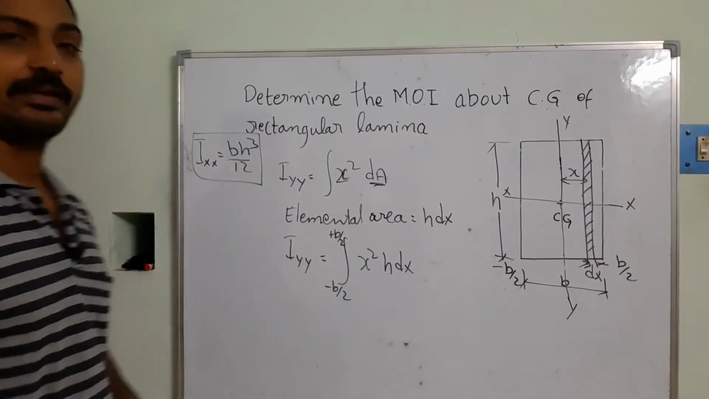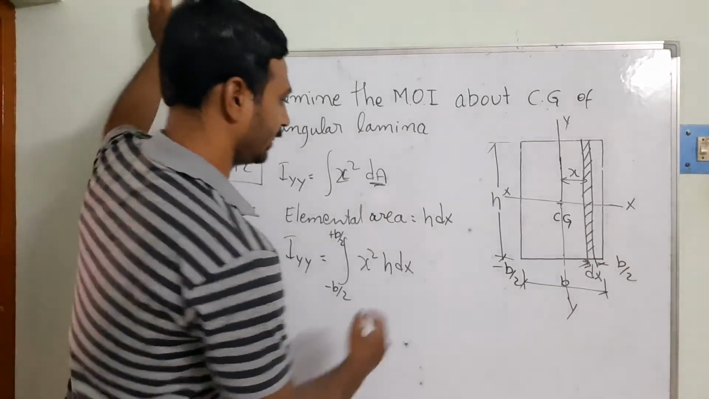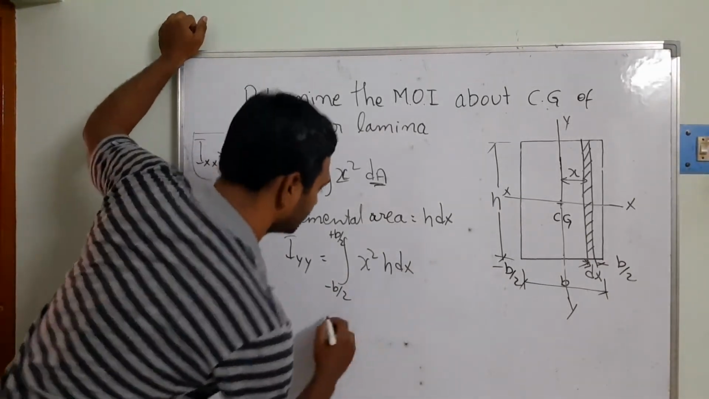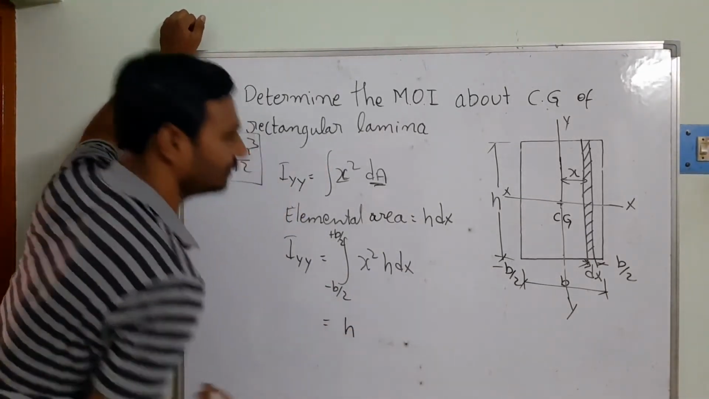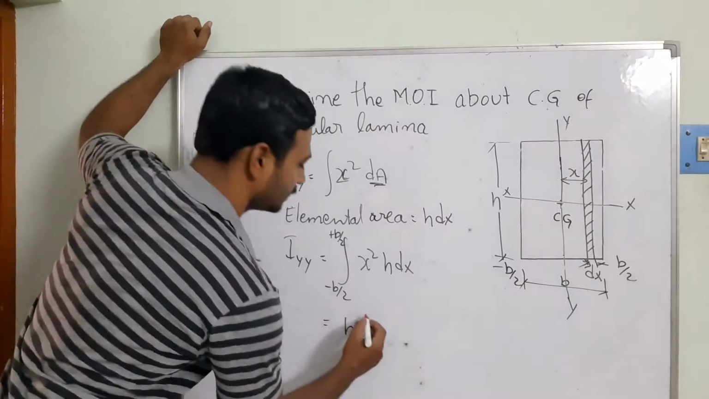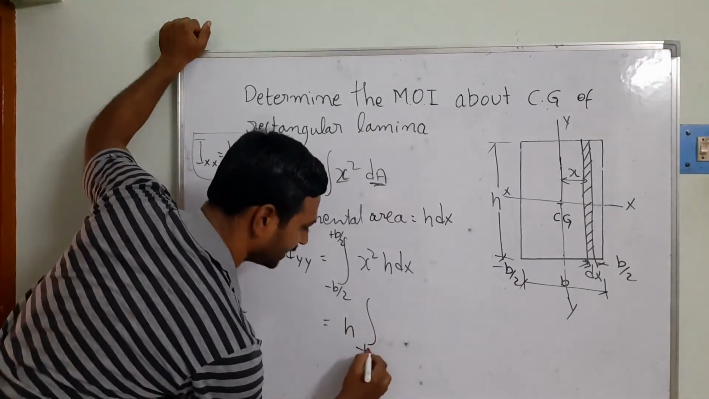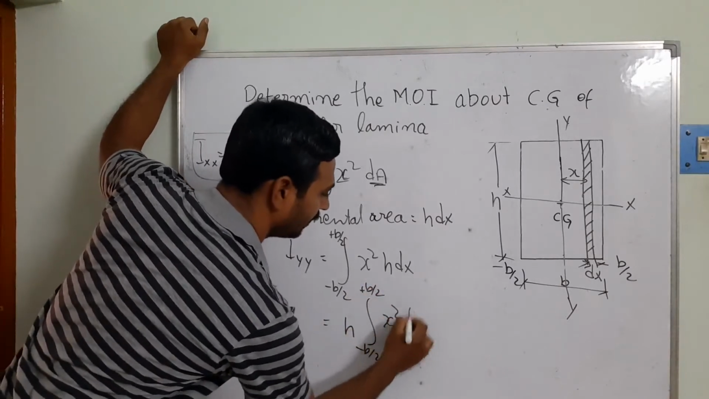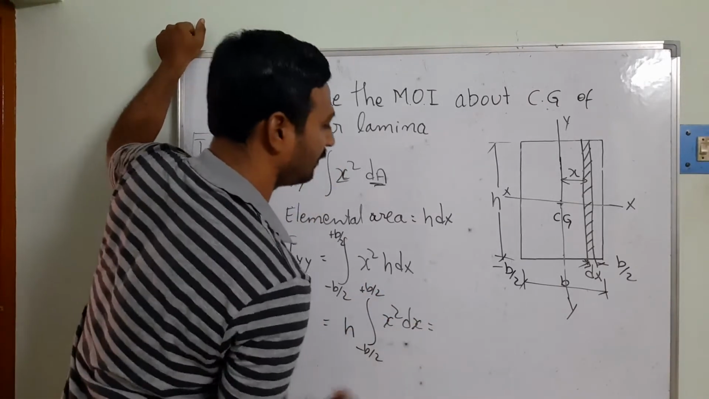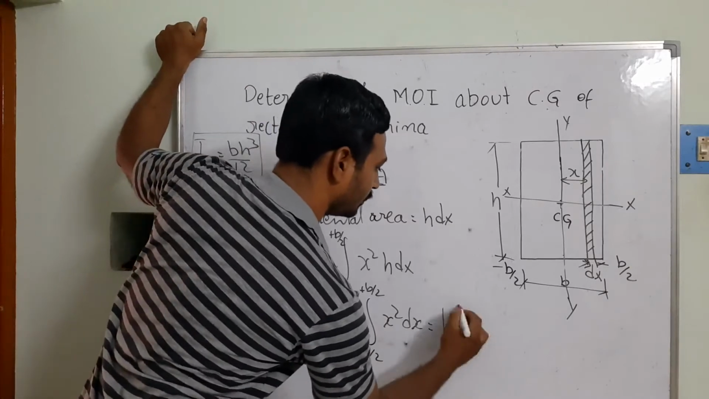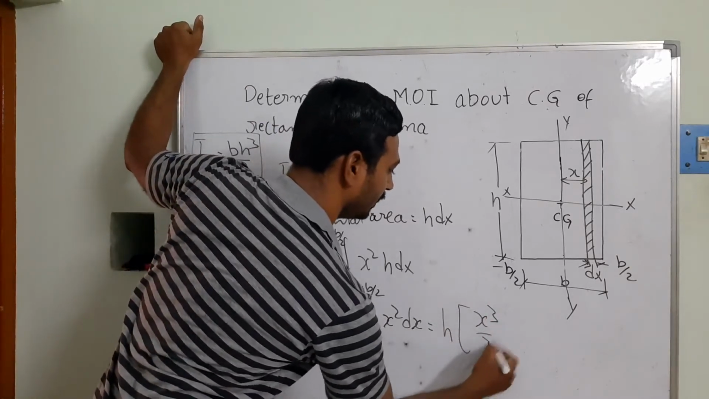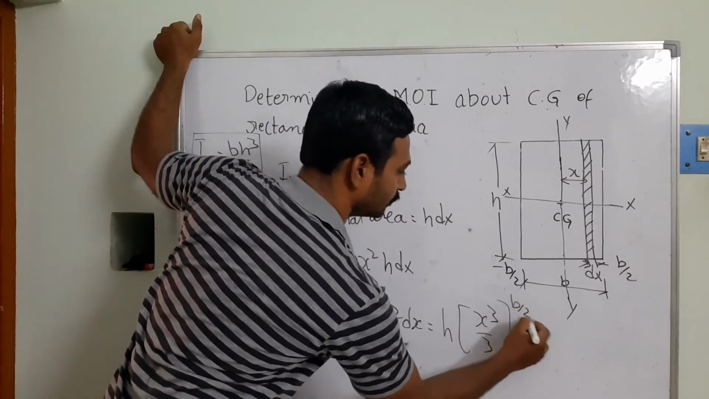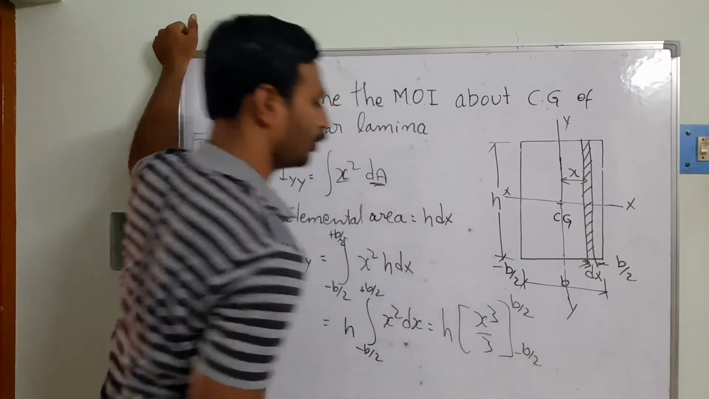Now we are going to take the constant outside, so that I am going to be getting here. So that is equal to h, which is going to be the constant, it is not going to be varying. So then your integration is going to be from minus b by 2 to plus b by 2, the limits, of x square dx. And further simplification of this equation, h is equal to x cube by 3 into b by 2 minus b by 2 I am going to be getting.